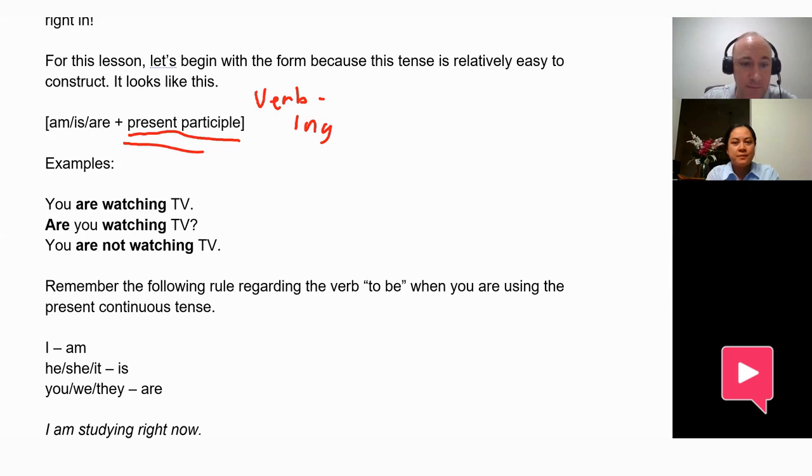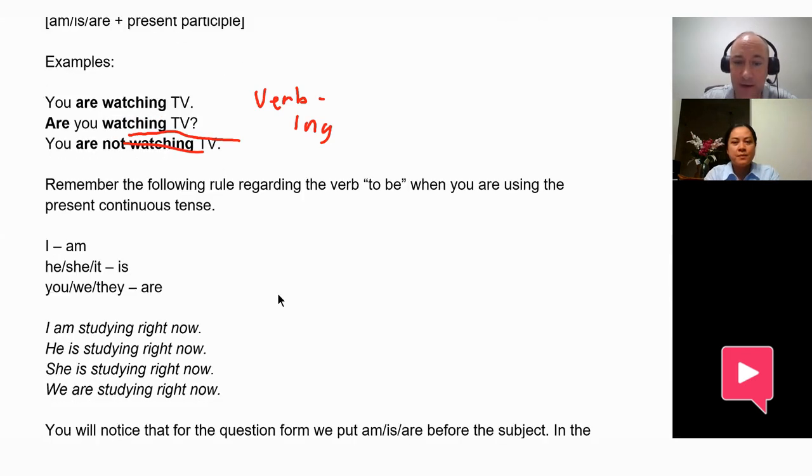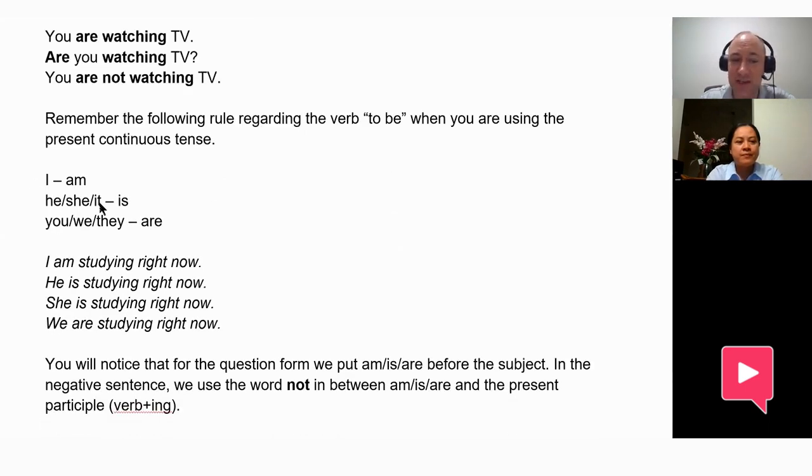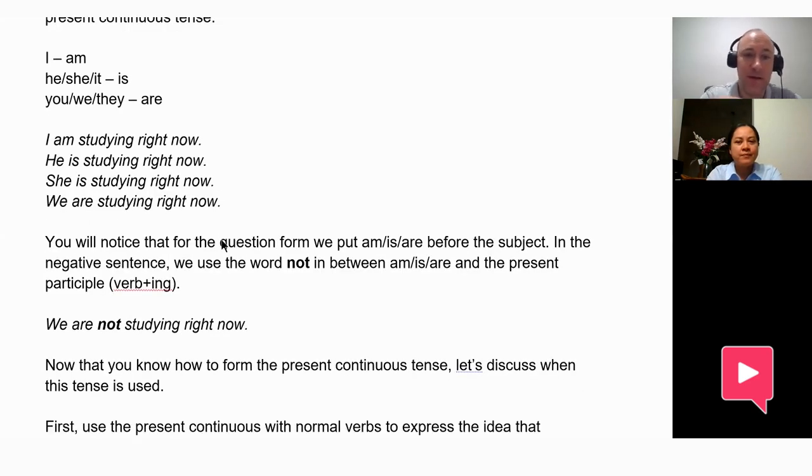Moving on, remember the following rule regarding the verb to be when you're using the present continuous tense. So here we have I am, he, she, it is, you, we, they are. Why don't you read these four examples right here? Okay, I am studying right now. He is studying right now. She is studying right now. We are studying right now. Yeah, great.